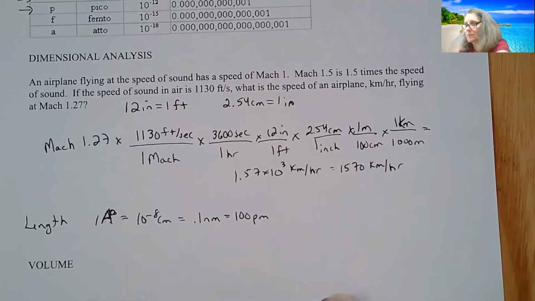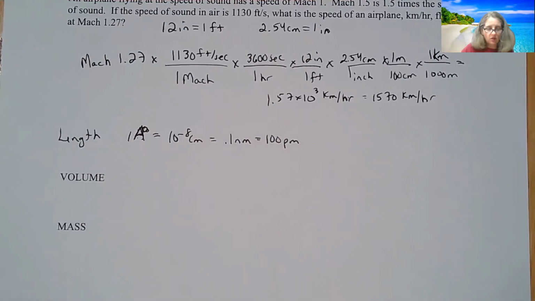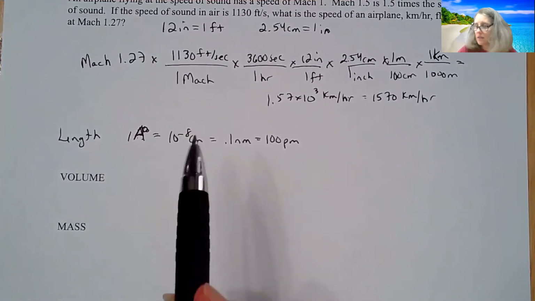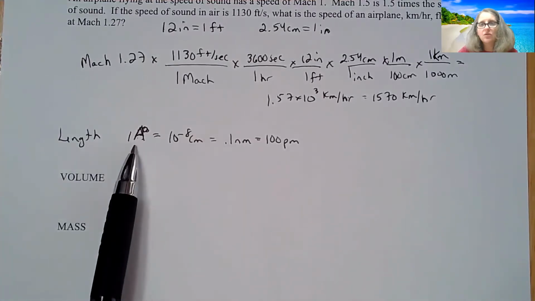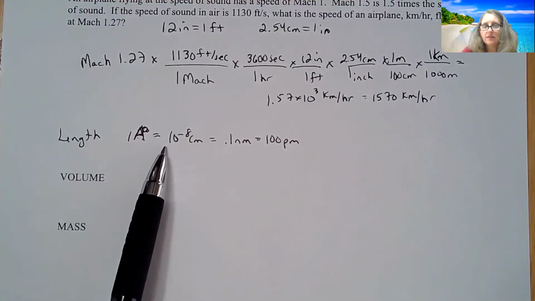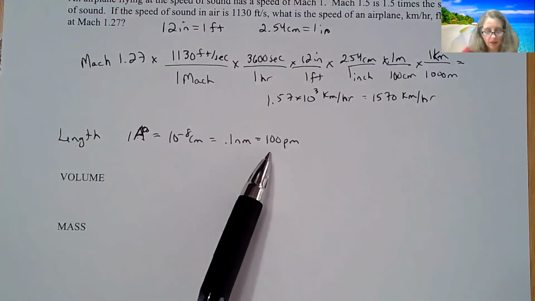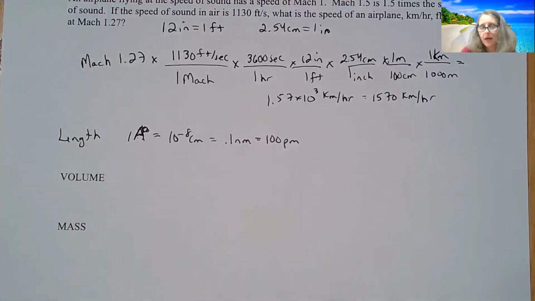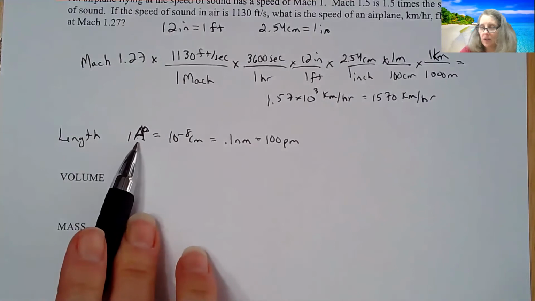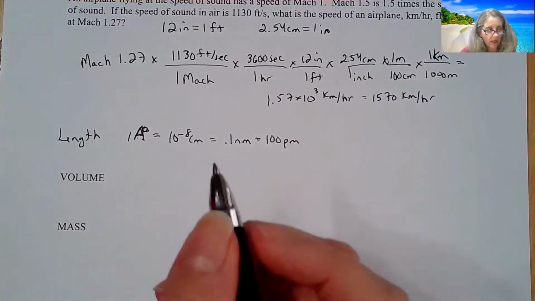So on the bottom of this page here, I have some things I just want to mention to you. Length: we're going to see a unit called an angstrom. 1 angstrom is equal to 10 to the negative 8th centimeters, which is the same as 0.1 nanometers, which is the same as 100 picometers. The only reason I'm pointing that out is we will talk about the atom, and an angstrom is one of the units we use for the atom.